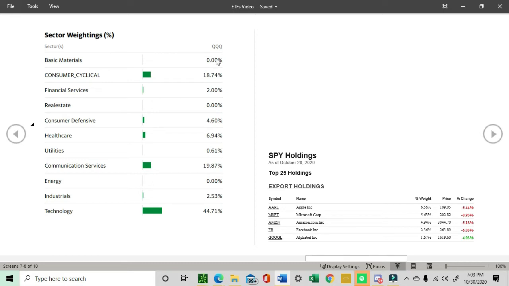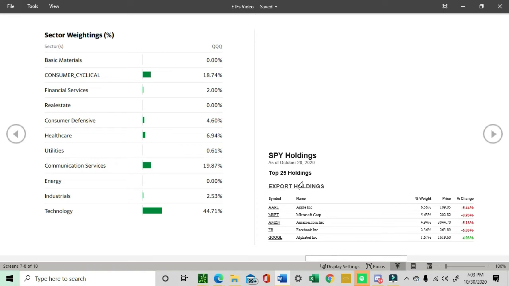So now if we come over here, we see the sector weightings in percent form. There's 0% basic materials companies in this ETF, but we have consumer cyclical. We have 2% financial services. We have no real estate. We have consumer defensive. We have some healthcare. We have mainly tech and a lot of communication services such as phone companies, stuff like that.